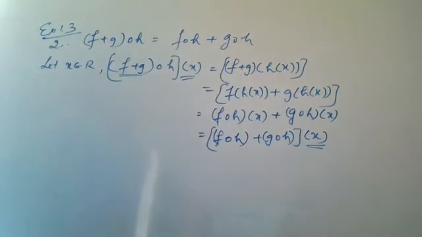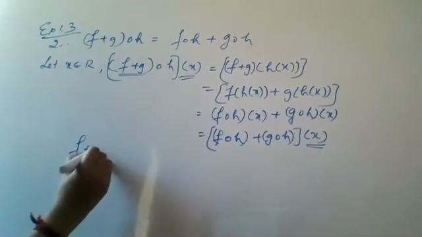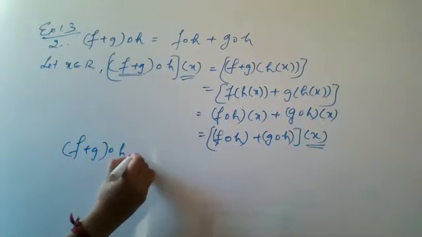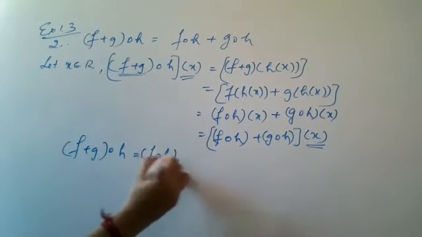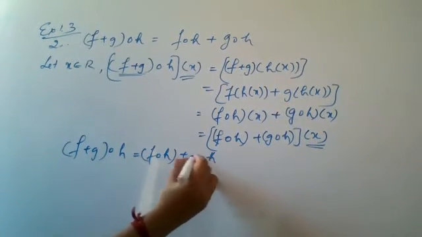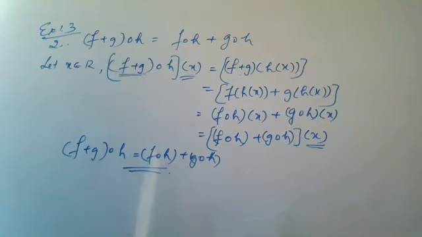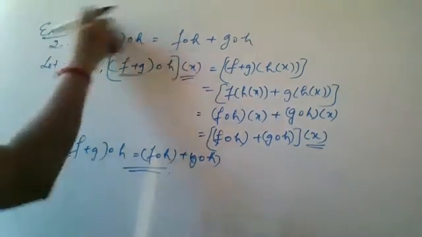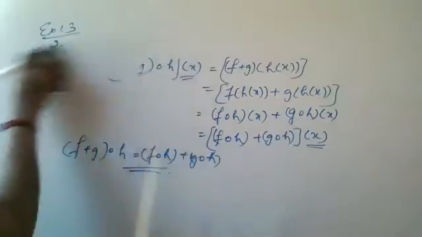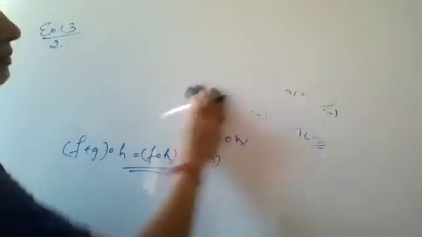Since this statement is true for all X, you can see that (F plus G) composition H is equal to F composition H plus G composition H. Okay, this is your first part. Is this clear? We move on to the second one.